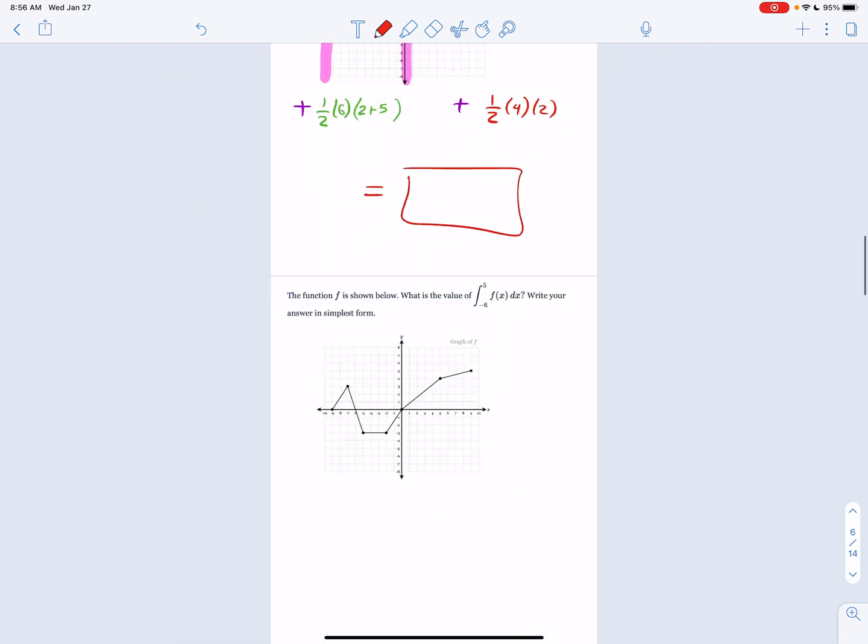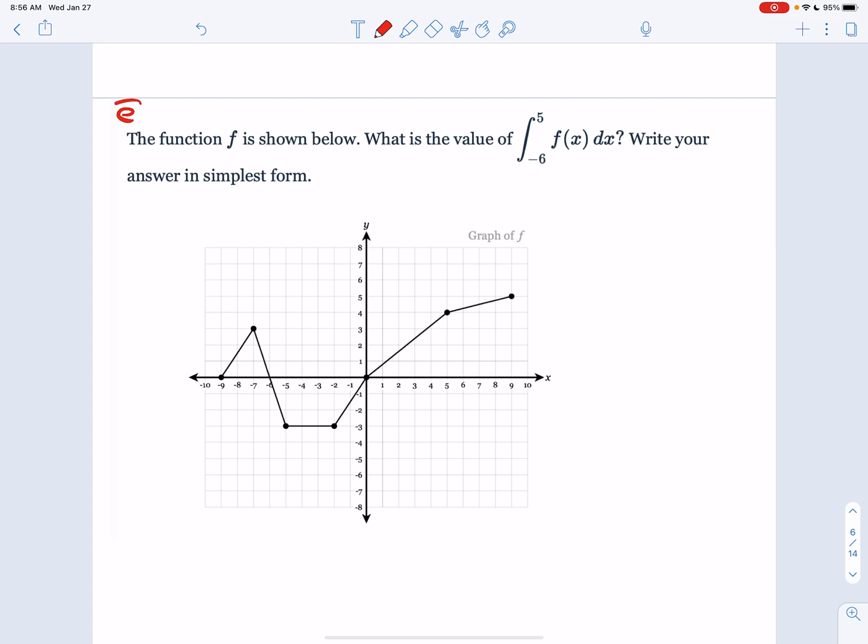Here's part, what are we on? E. We're going to go through the whole alphabet. Part E. All right. I want you to try this one on your own. It's different, but you have everything you need to solve this problem here, okay? Press play when you are ready or if you need assistance.